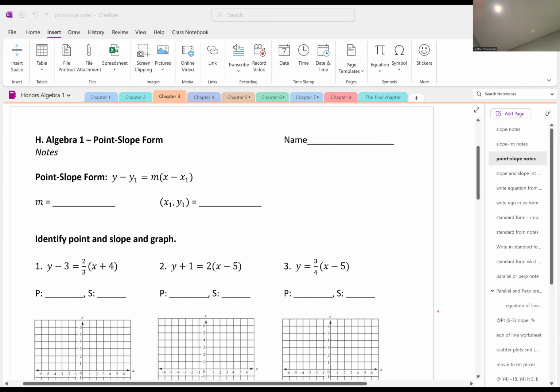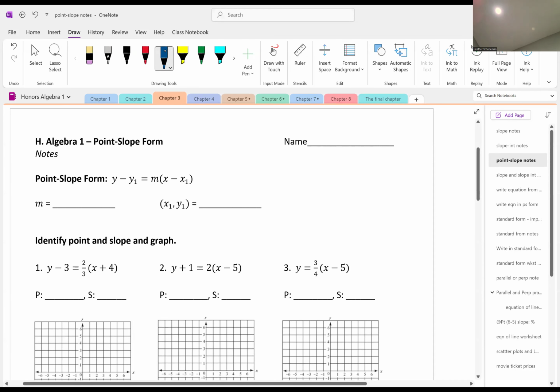There we go. All right, so today's video is on point slope form, and it's the only video for today, so that's a win. This is the second form that we're going to graph. We don't need to change the form. We're going to learn to graph it in the form that it's given to us. Last time we graphed from slope-intercept form, and now we're going to graph from point slope form.